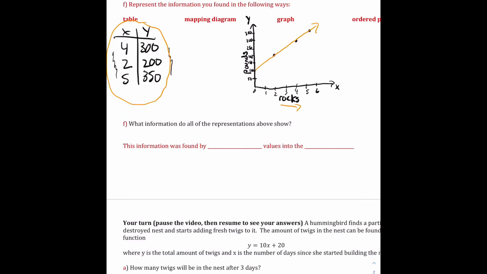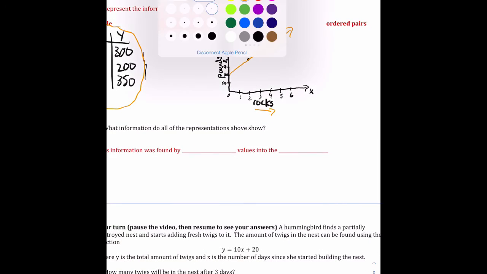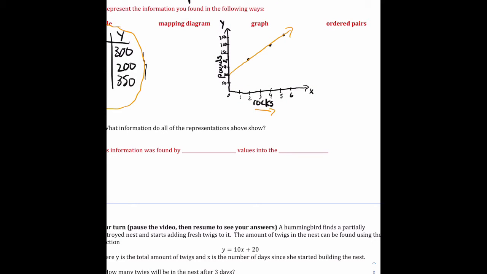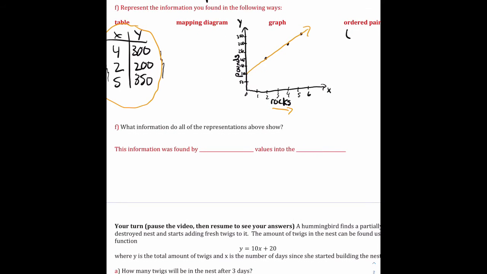All right, so ordered pairs, this one's pretty easy. We'll do that one next. That is just the points that we got. So we got 4, 300, our x and our y. We got, and I'm getting this information from the table, 2, 200, and we got 5, 350.